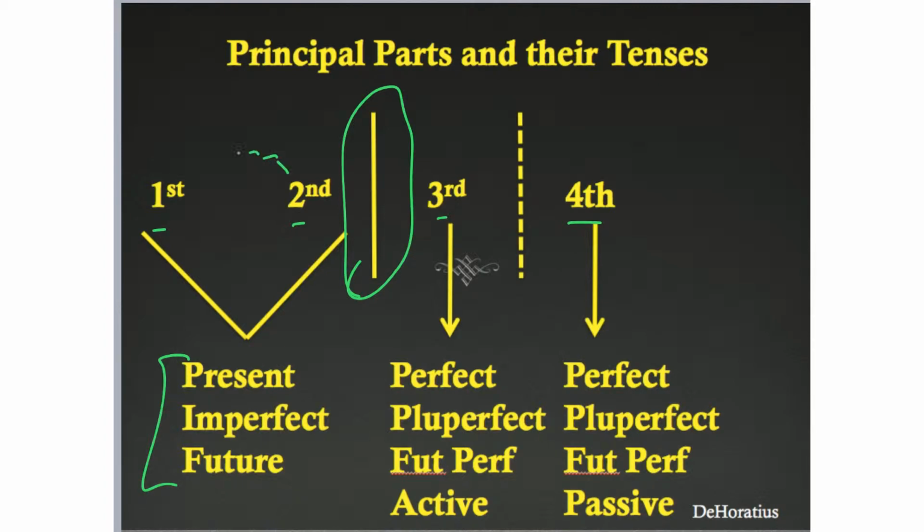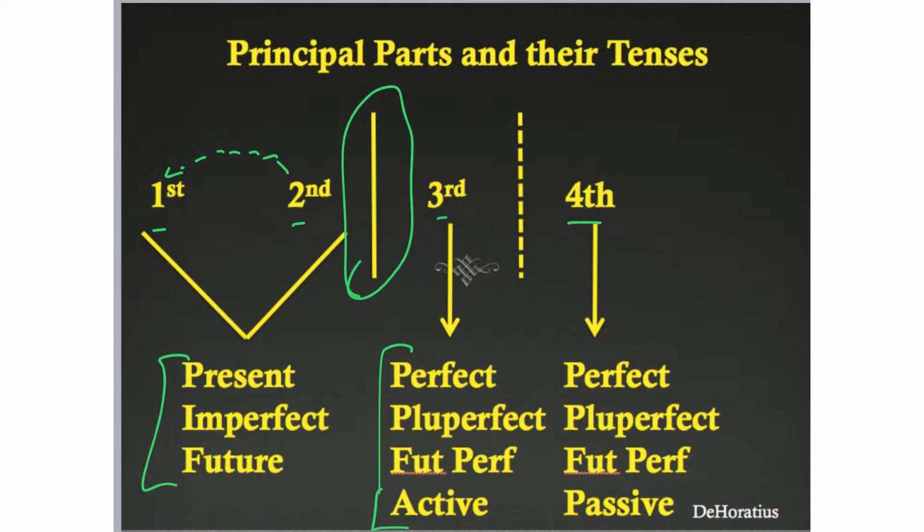And remember that the first principal part is really an outgrowth of the second principal part, in that it is a similar form to the other forms of the present, imperfect, and future. When we're dealing with the perfect tenses, we then shift to the third and fourth principal parts. So again, that big line draws that divide between the present, imperfect, and future, first and second principal parts, and the perfect, pluperfect, and future perfect, third and fourth principal parts.